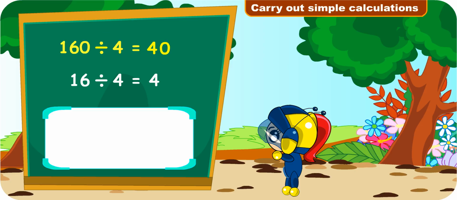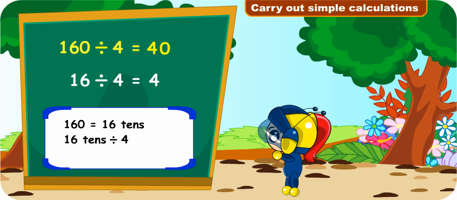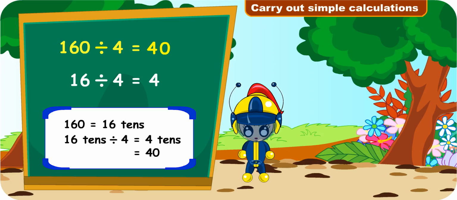But 160 is also equal to 16 tens. When we divide 16 tens by 4, we get 4 tens, which is equal to 40. Aha! I have noticed that when 16 in the question changes to 160, the answer also changes from 4 to 40. Good observation, Turbo Girl. You can see that the trick for multiplication is also applicable for division.